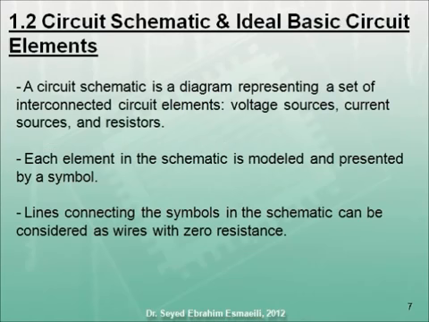Now we will talk about the second part of this lecture. A circuit schematic is a diagram representing a set of interconnected circuit elements where each element in the schematic is presented by a symbol. The lines connecting the symbols in the schematic can be considered as wires with zero resistance.